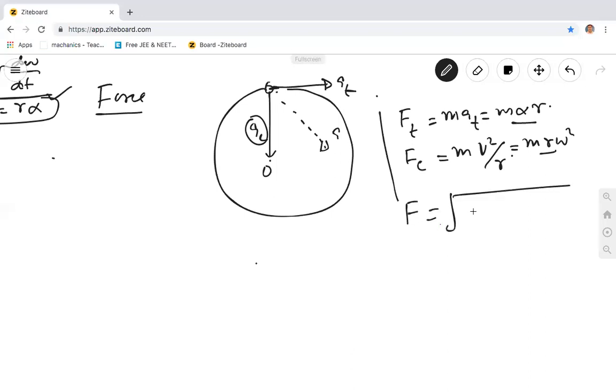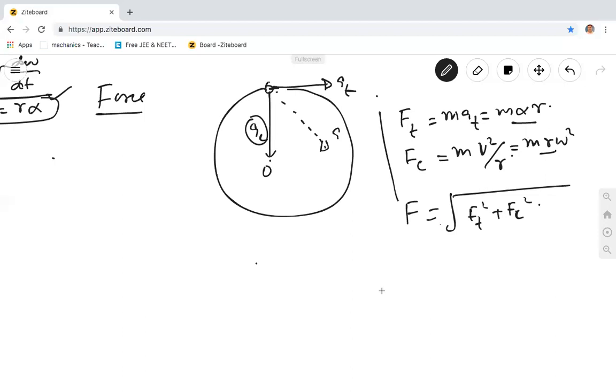Nice, but don't make noise. That creates a problem for me here. Otherwise, you should switch off your audio. It is FT square plus FC square, right?